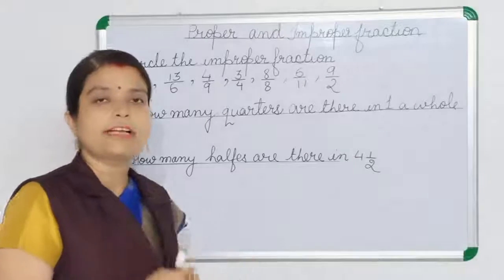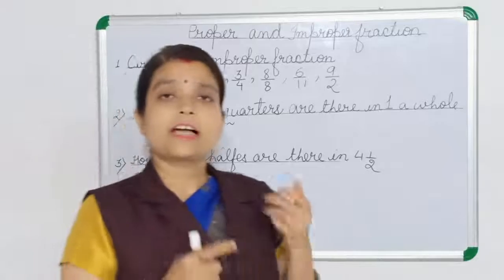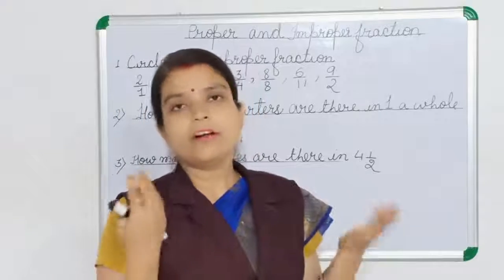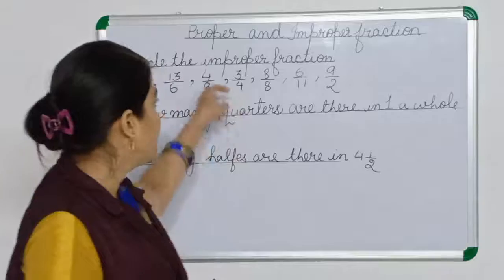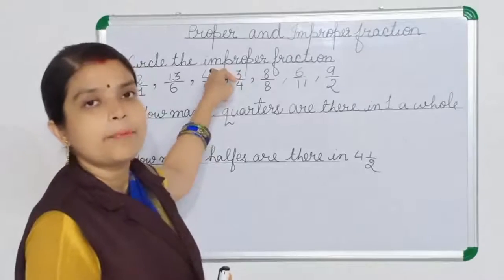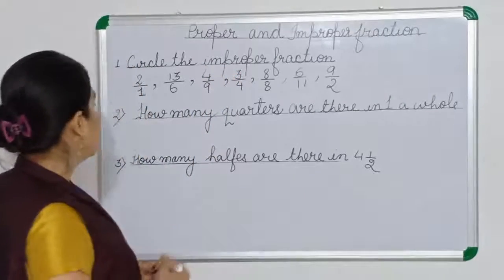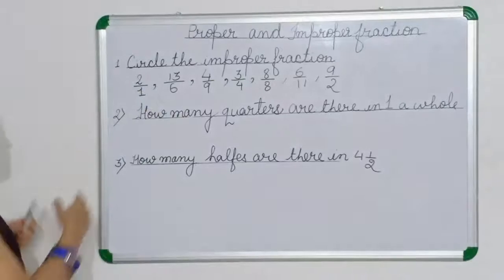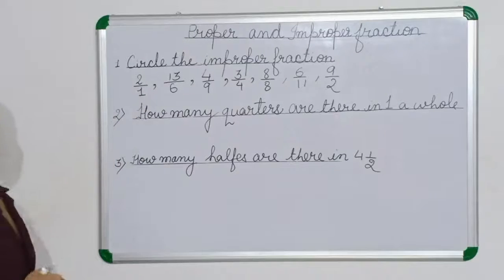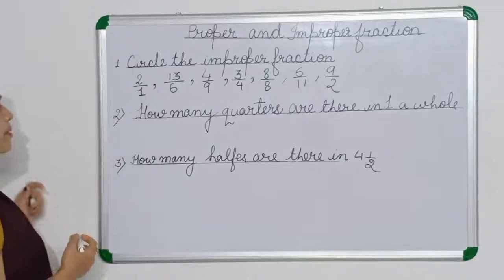We have to find out the fraction which is either equal to a whole or more than a whole. That only we have to find out. We have to find the improper fraction. Now you can see that this 2 by 1 is more than a whole. So it is an improper fraction.